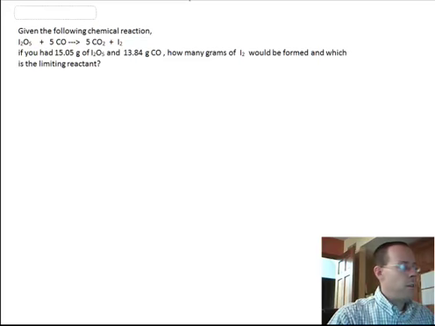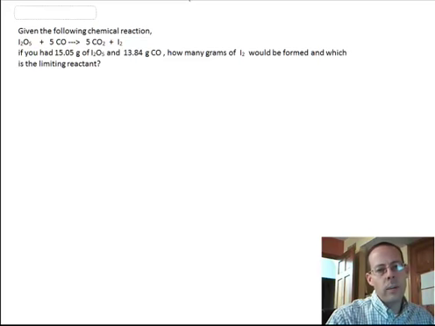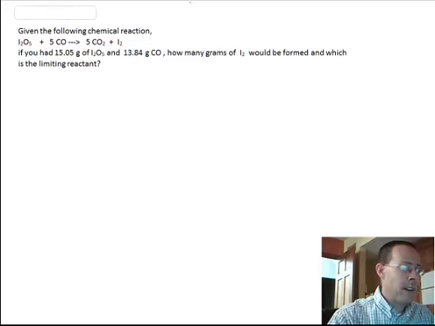Alright, so this is really part 2 of the Limiting Reactant podcast, and we're just going to go through an example here. So here's our question. Given the following chemical reaction, and it's already been balanced, I'm going to read it as it's balanced. 1 mole of diiodine pentaoxide plus 5 moles of carbon monoxide yields 5 moles of carbon dioxide plus iodine. So the question really asks, if you had 15.5 grams of I2O5 and 13.84 grams of carbon monoxide, how many grams of iodine would be formed, and which is the limiting reactant?